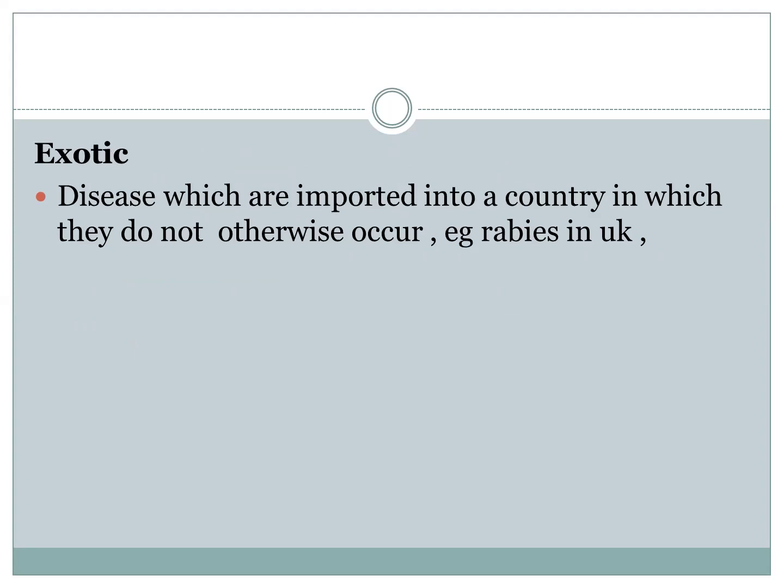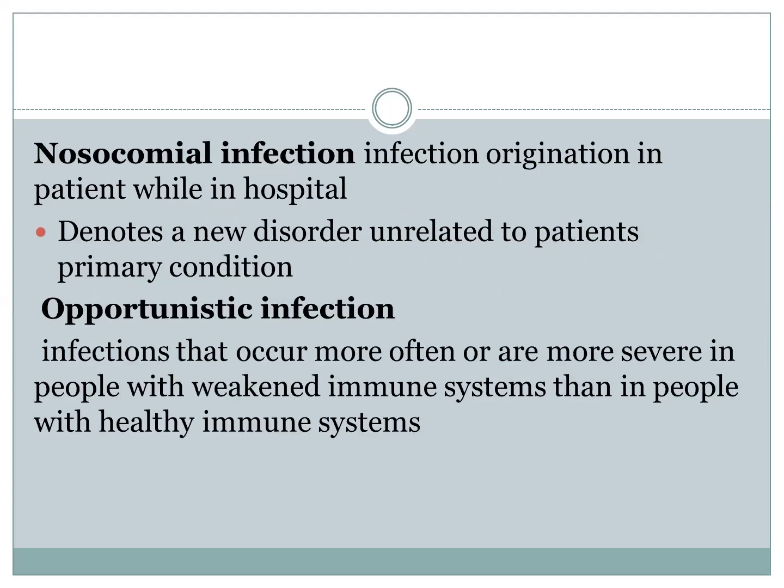For example, rabies in UK has been eradicated, but if it is transmitted from a country like Pakistan or India, then it will be called an exotic disease.